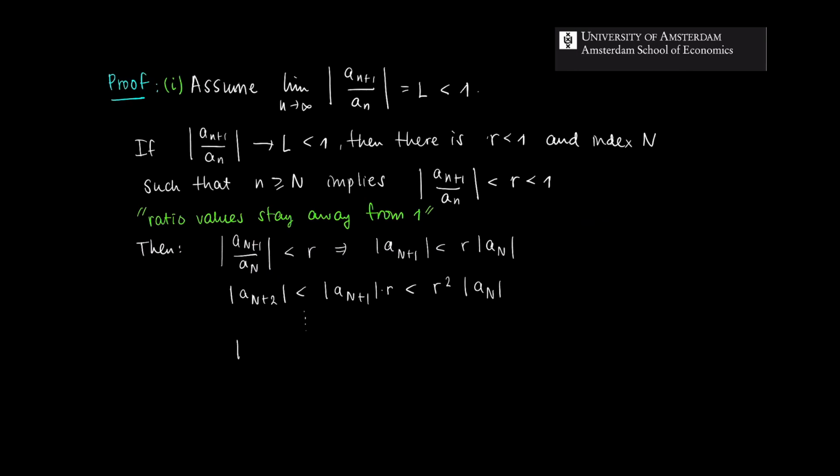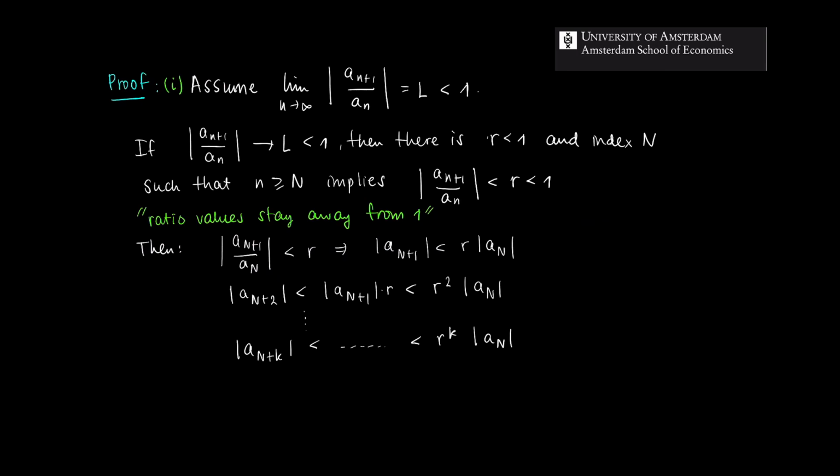We can continue the same kind of logic, so that for the absolute value of a capital N plus k, we get the following inequality. By repeated application of the same logic, we see that this one is smaller than r to the power k times the absolute value of a capital N.